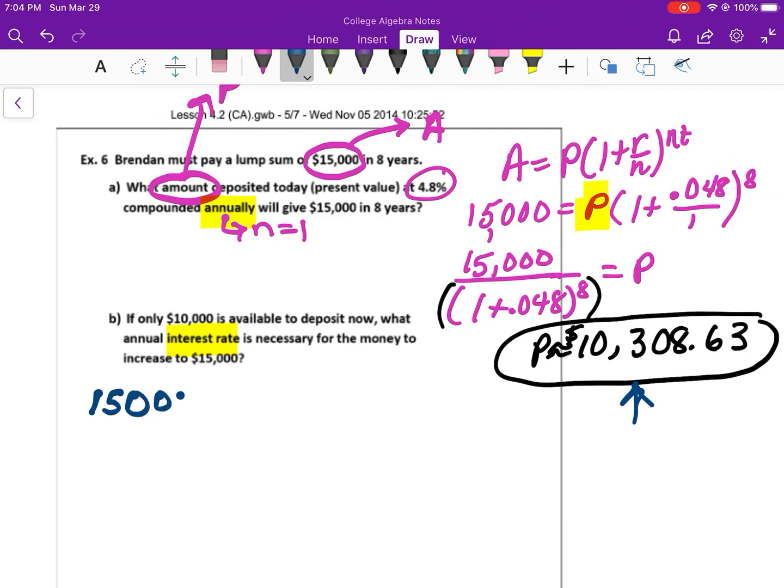So 15,000 is what we want to end up with. We start with 10,000 instead. We don't know the interest rate. We know it's compounded annually. And we know that we want to leave it in there for 8 years. So 8 times 1. Okay, let's just clean this up a little bit.